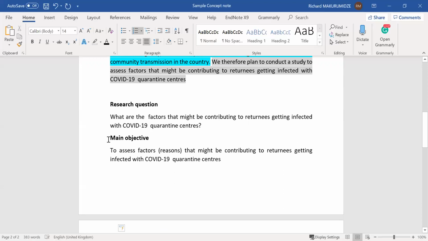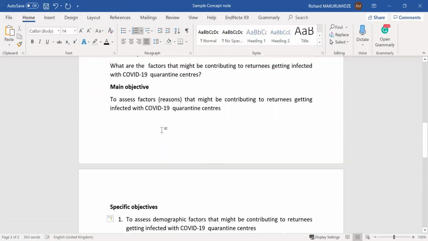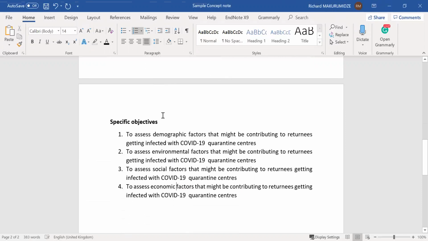Then from there, we get our main objective: to assess the factors or reasons that might be contributing to returnees getting infected in quarantine centers. This main objective is broad, so you need to split it now. You need to think about the possible reasons you are looking at, and split those things into the possible elements.